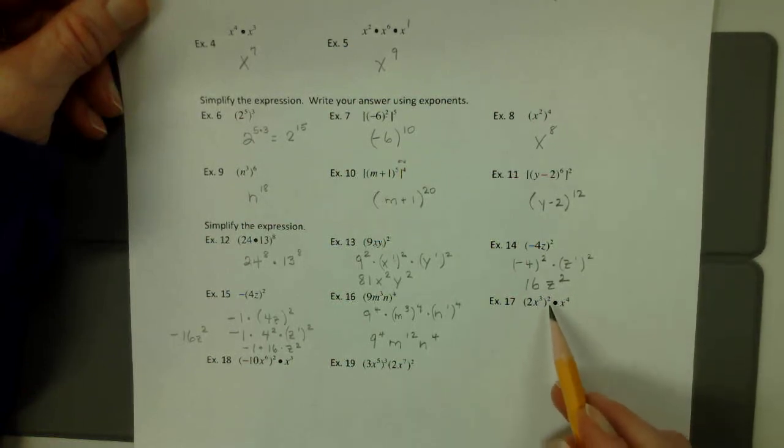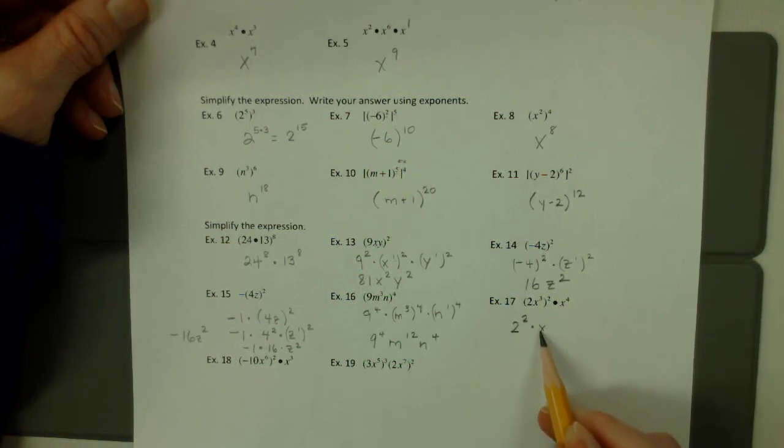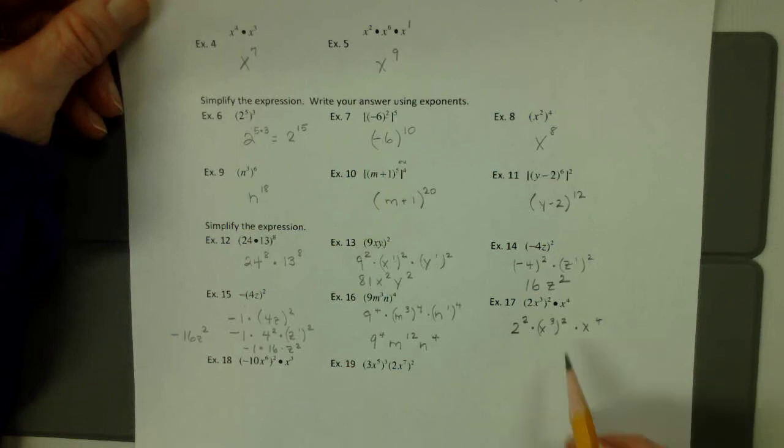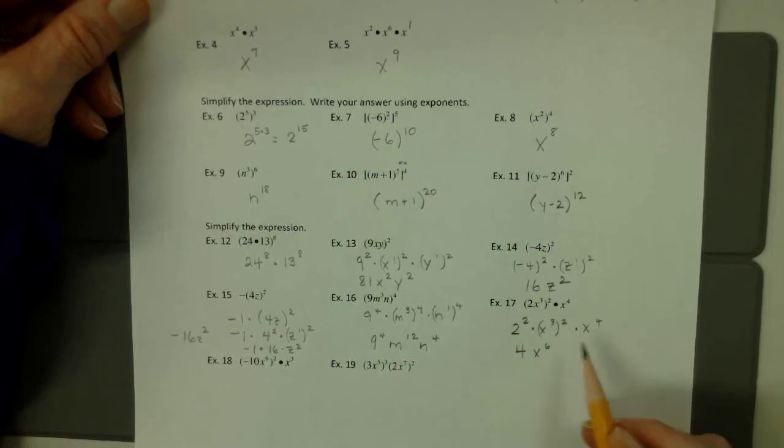Okay, here you've got only the 2x cubed is squared. So we're going to apply that. Say that's 2 squared times x to the 3rd squared times, now we have this x to the 4th. Okay, 2 squared is 4. X to the 3rd squared, we apply our rule for power raised to a power, so that's going to become x to the 6th. Okay, times, this is x to the 4th.